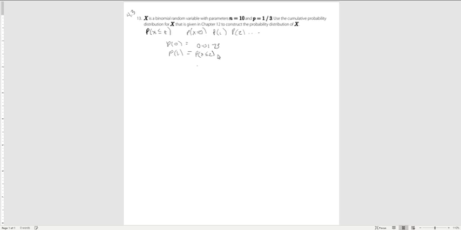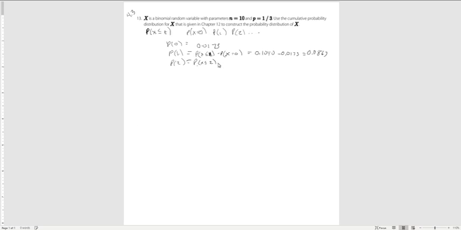For the probability that we are at 1, that's going to equal the probability that x is less than or equal to 1 minus the probability that x equals 0. So this is going to be 0.1040 minus 0.0173. That would be 0.0867.